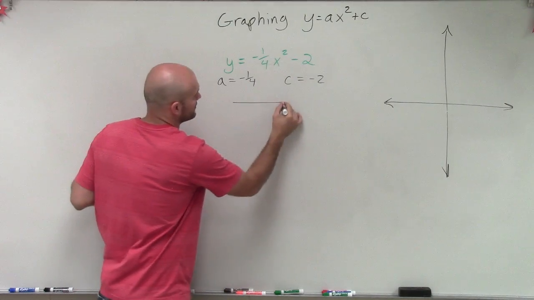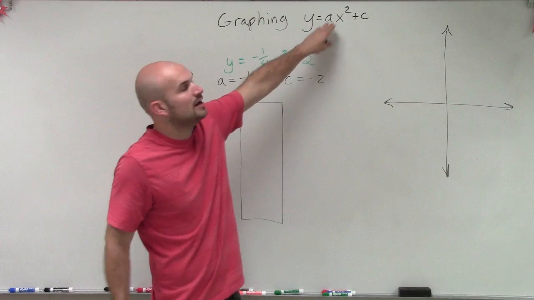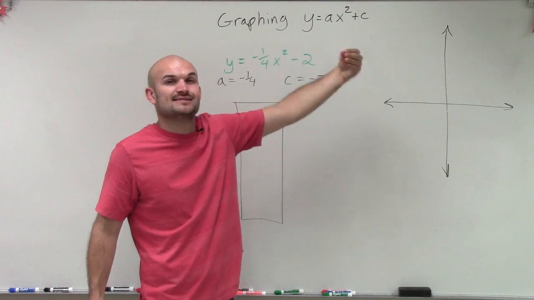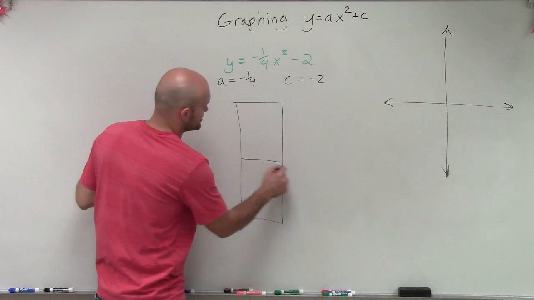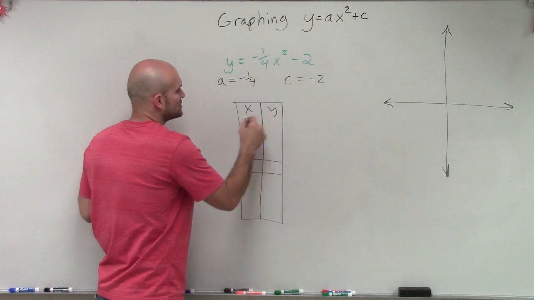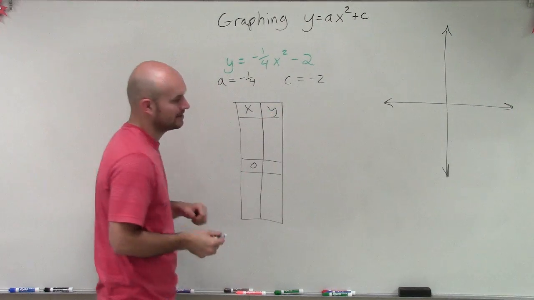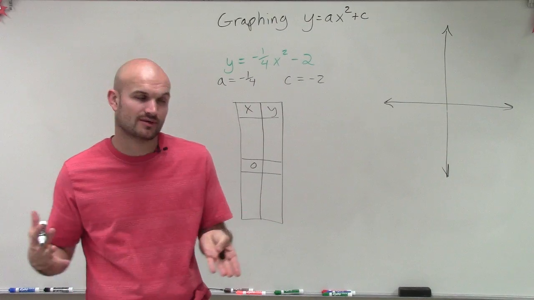But for right now, let's go through the understanding that when you have an equation in the form of y equals ax squared plus c, your axis of symmetry is always going to be at the x value of 0. So that's going to be our starting point. Now, we can choose any points we like for x after x equals 0. We just want to choose 2 points to the left and 2 points to the right.